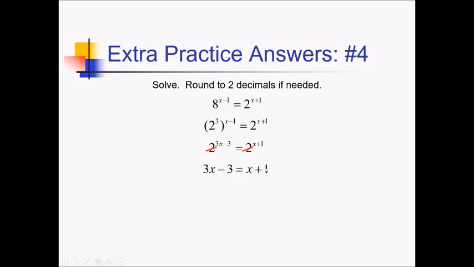So then adding 1 to one side and subtracting x from the other side, I can write 2x equals 4, so then x equals 2.